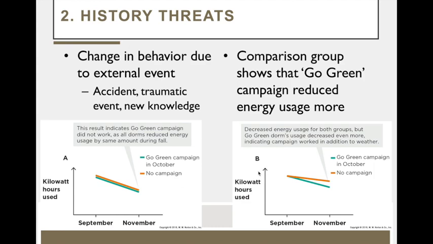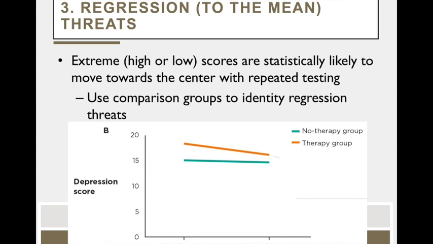Here you can also see another example doing the same thing, but in this case what we see is that with no campaign at all, energy usage went down a little bit, but not as much as the Go Green campaign. So by having a comparison group that starts at the same point, we can see that the Go Green campaign is actually causing a more significant, a larger change, than no campaign at all. The third kind of threat are regression to the mean threats, or regression threats.